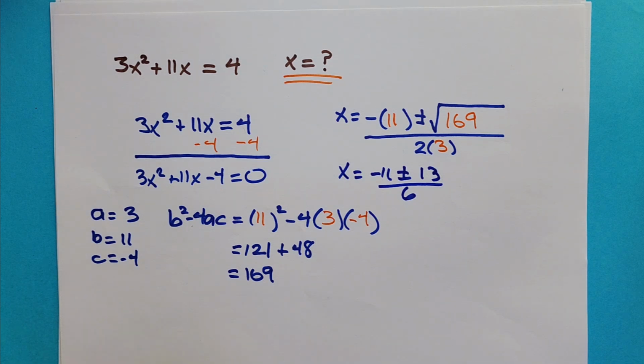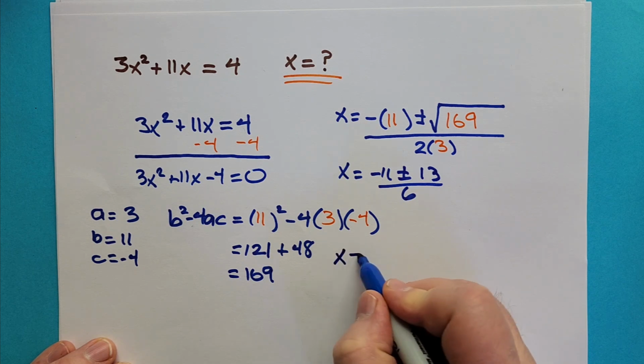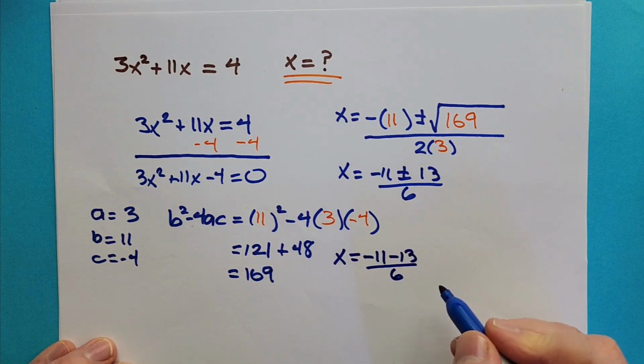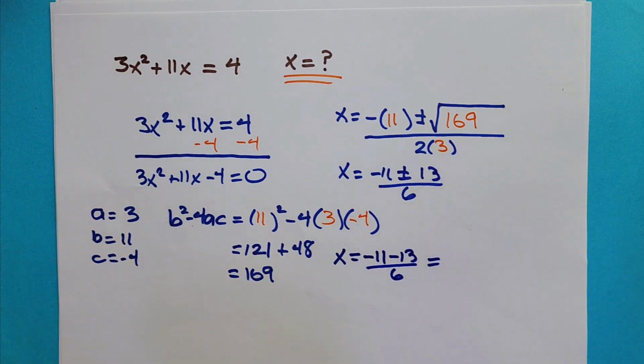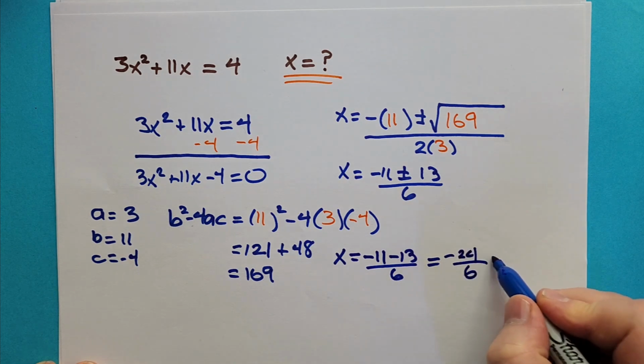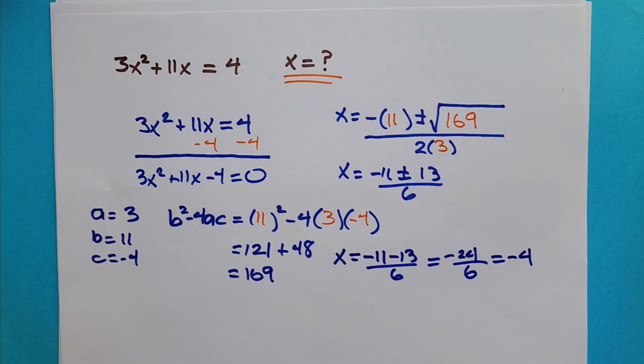So we can go ahead and now calculate those separately. At this point, we have no choice but to apply the plus or minus to get our two roots. So we're going to jump down here. X equals a negative 11 minus 13 over 6. So we'll figure out what that is. Negative 11 minus 13 is a negative 24. So this is a negative 24 over 6. And 24 divided by 6 is 4. So this is a negative 4. So one of our roots is a negative 4.